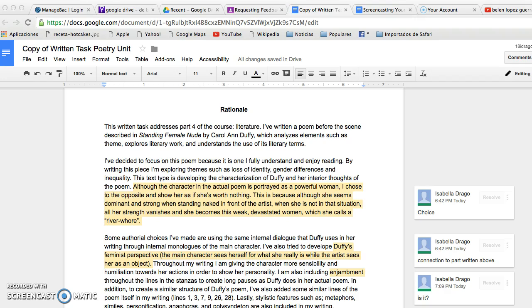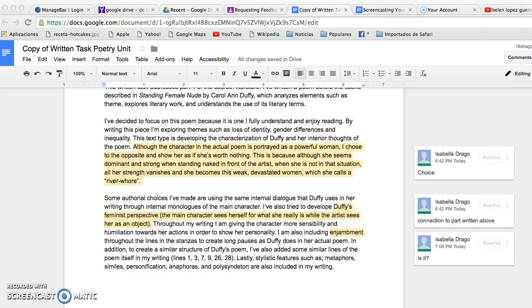I've decided to focus on this poem because it is one I fully understand and enjoy reading. By writing this piece, I'm exploring themes such as loss of identity, gender differences, and inequality. This text type is developing the characterization of Duffy and her interior thoughts of the poem. Although the character in the actual poem is portrayed as a powerful woman, I chose to do the opposite and show her as if she's worth nothing. This is because although she seems dominant and strong when standing naked in front of the artist, when she's not in that situation, all her strength vanishes and she becomes this weak, devastated woman, which she calls a river whore.